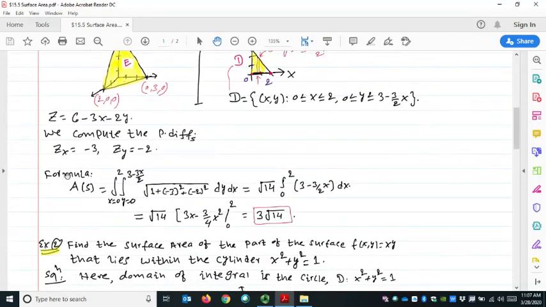Great. Now let's compute the surface area. By the formula, the surface area equals the double integral, dy dx, where the x limits are 0 to 2 and the y limits are 0 to 3 minus 3/2 x. Then under the radical, 1 plus the square.